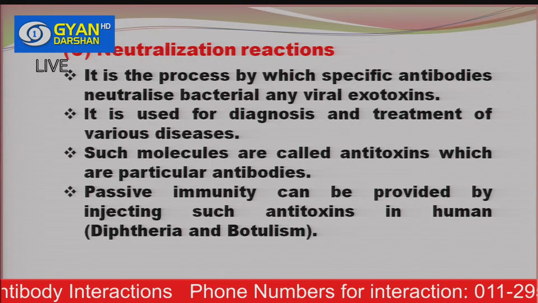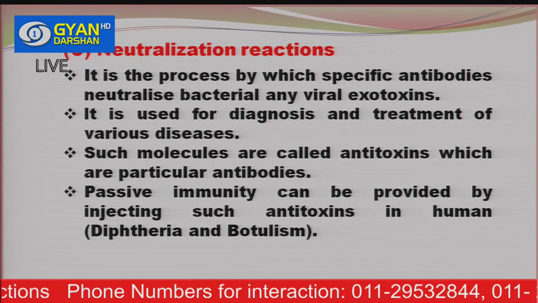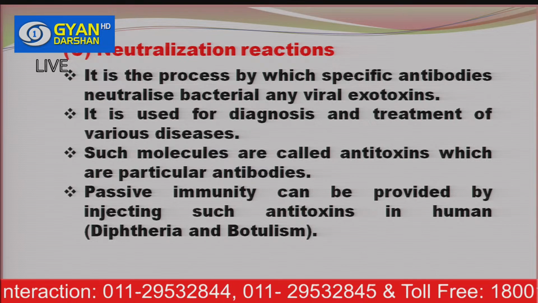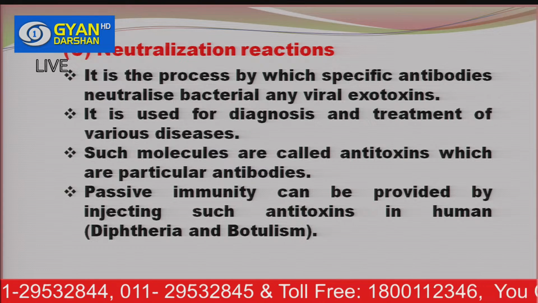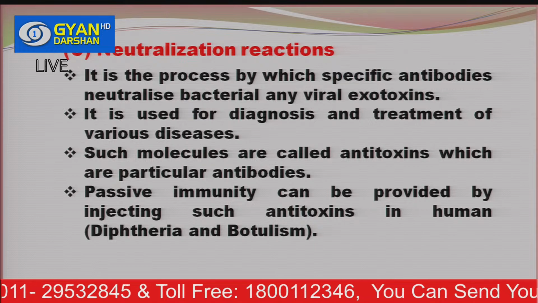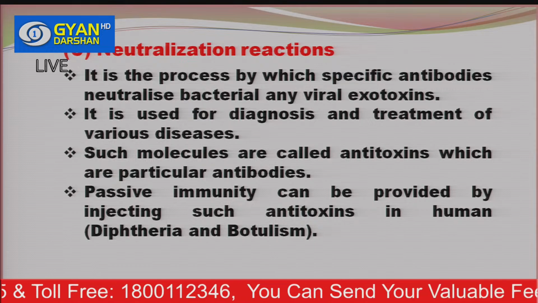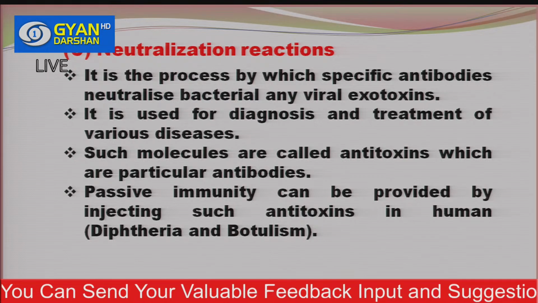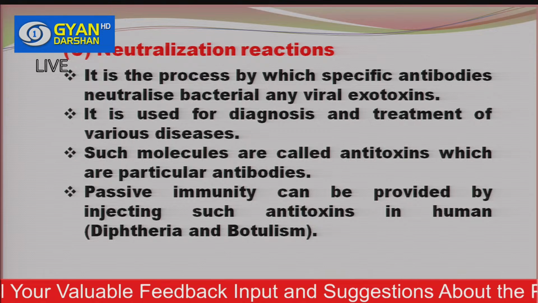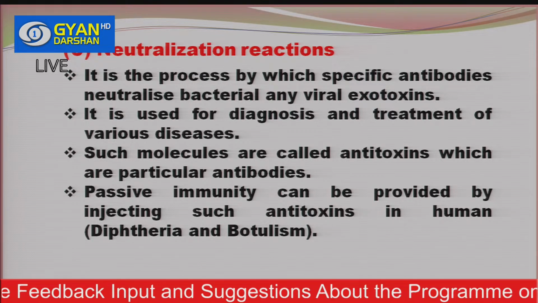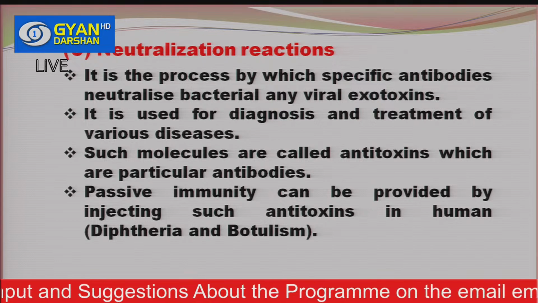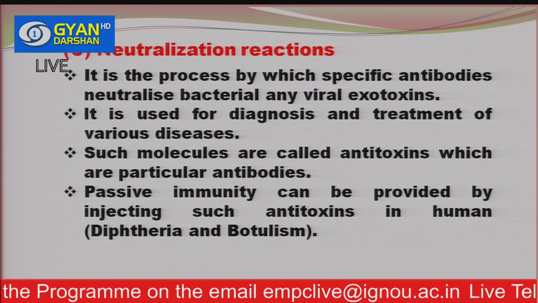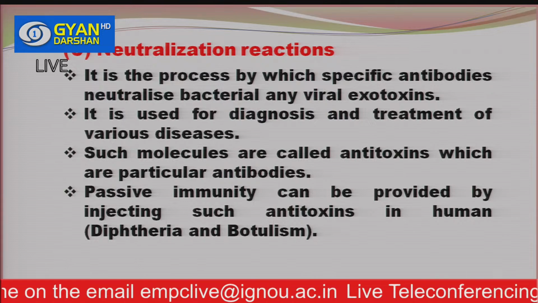Pathogens like bacteria or viruses, their exotoxin we can neutralize with the help of the antibody. It is used for the diagnosis and treatment of various diseases, and such molecules are called antitoxins, which are particularly antibodies. Passive immunity can be provided by injecting antitoxin, such as in human diphtheria and botulism. We can utilize the antibodies, or we can give passive immunity, and ultimately we can save from the particular infections.